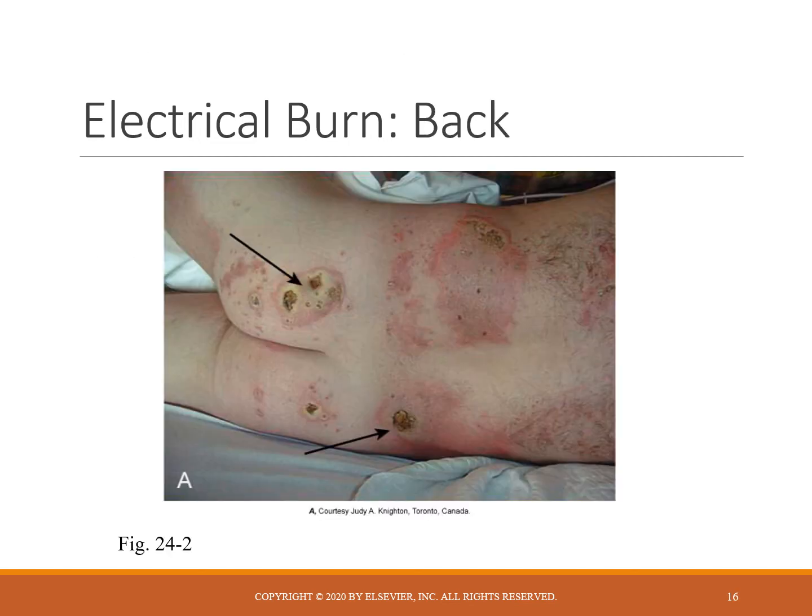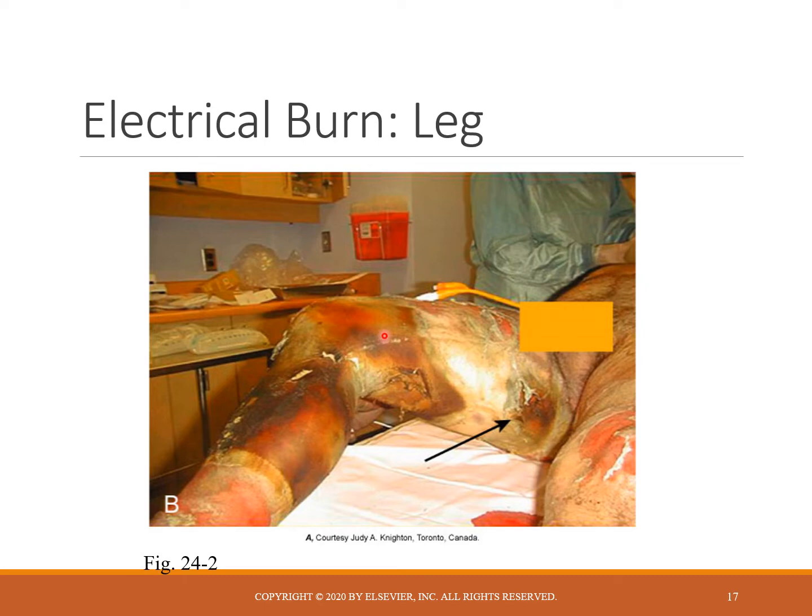So this is an example of electrical burn at the back. Look at that. Okay, so again, you will also see electrical burn in the leg. Look at that. Okay, that looks really bad. That can cause tissue anoxia and death of the tissues.